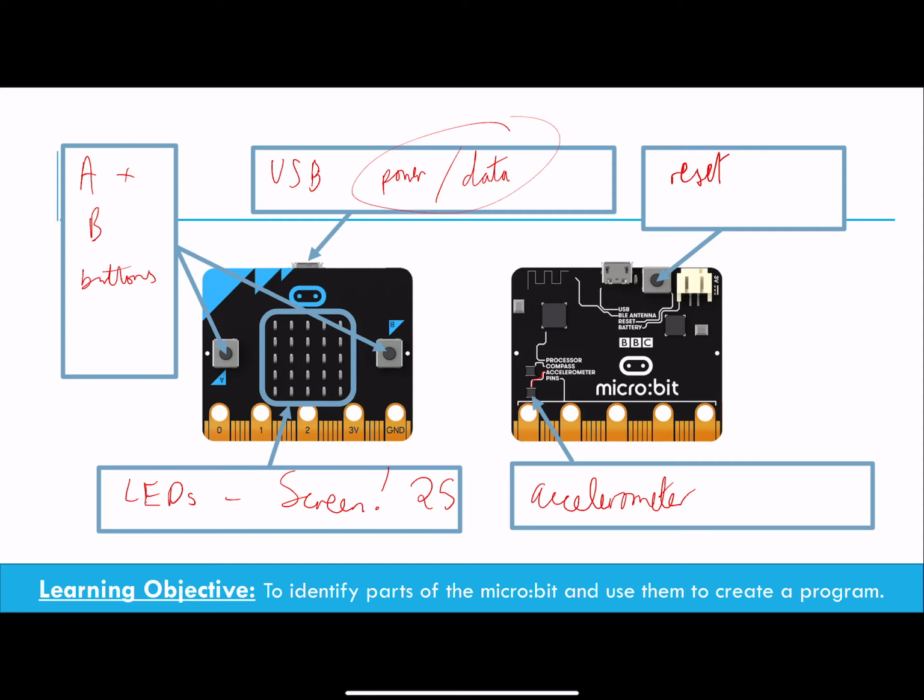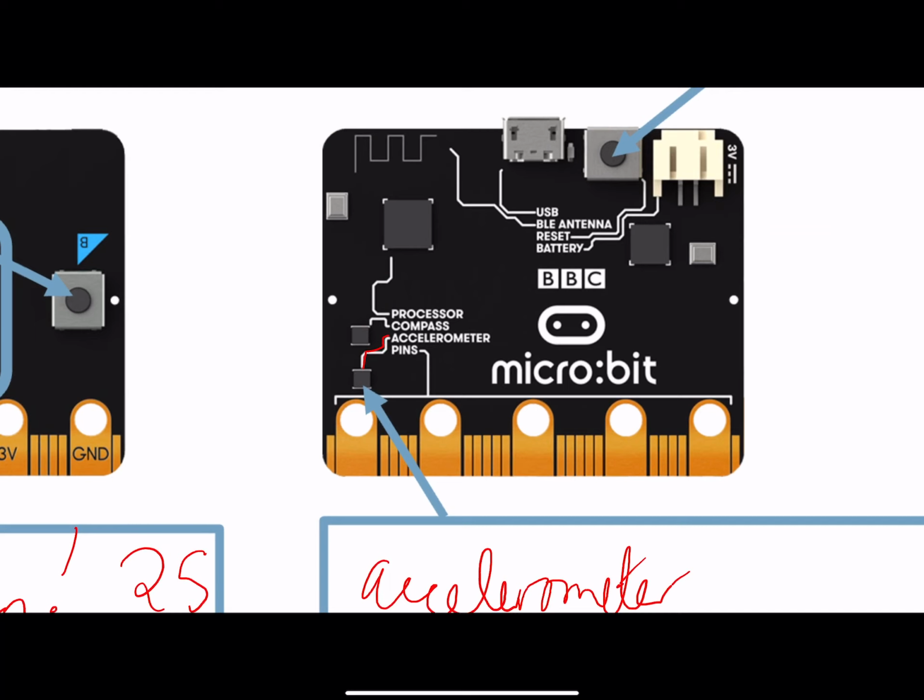Now these aren't the only features. You can also see we've got the processor. The processor is like the CPU in a computer, or it's exactly the same. It's just a lot smaller and a lot less powerful on a microbit. We've also got a compass, so it can tell if it's facing north, south, east or west, or I think all the 8 cardinal directions.